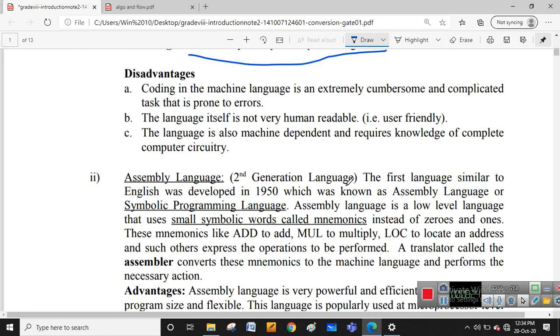So this is called a symbolic programming language, and it also comes under low level language, and it uses special words called mnemonics. They use English-like words like add, multiply, LOC meaning locating a particular address. So they use some words, keywords. These words are called mnemonics.